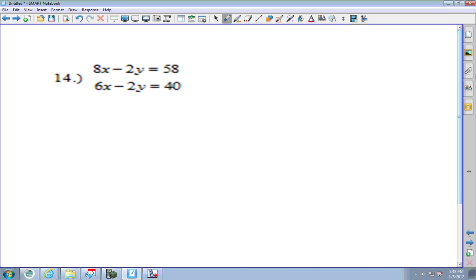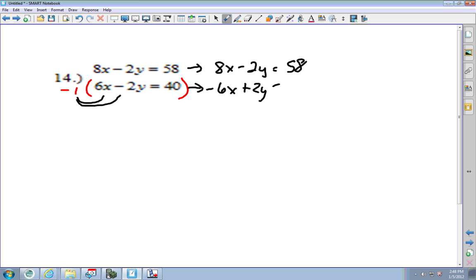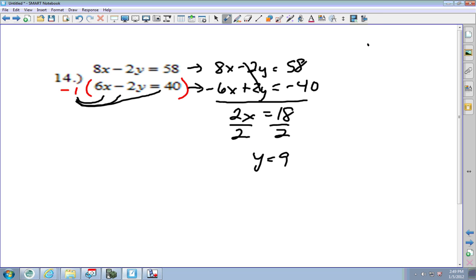Okay, number 14. Let's look and see. Does 6 go into 8? Not evenly. But these right here, I've got negative 2y and negative 2y. So what I need to do is change the sign. And to change the sign, I multiply by negative 1. So let's rewrite here. 8x minus 2y equals 58. The next one right here, negative 1 times 6, negative 6x. Negative 1 times negative 2y is positive 2y equals negative 1 times 40, negative 40. 8 minus 6 is 2x. The y is canceled. Equals 18. Divide by 2. Y equals 9. So my solution, y is 9.